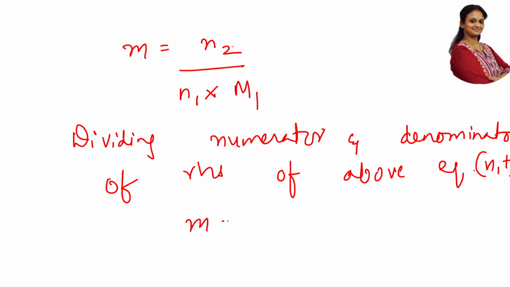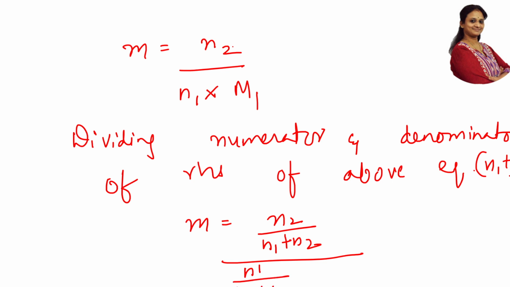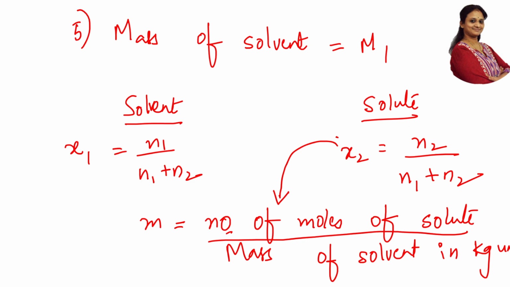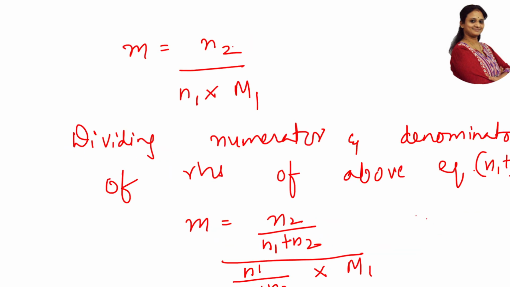So let us write m is equal to n2 by n1 plus n2 in the numerator, over n1 by n1 plus n2, into M1. Now you tell me, n2 by n1 plus n2, what did I get earlier? I got it as X2. Correct, right? So instead of this, I'm going to substitute X2. What is n1 by n1 plus n2? It is X1, into M1. Easy? Yes. Easy. So I got the relationship.